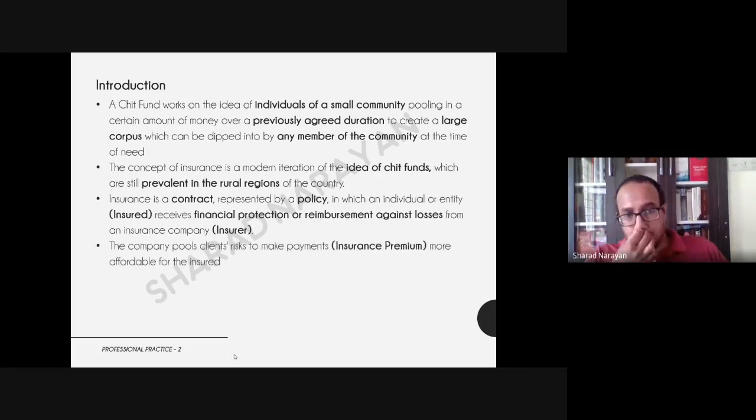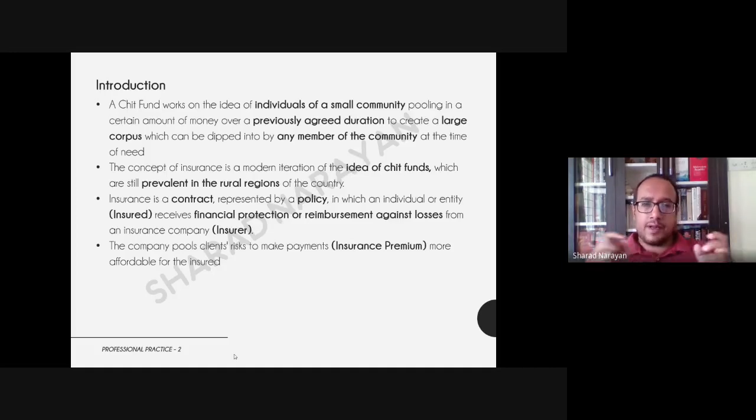So the company pools clients' risks to make premium payments more affordable to the insured. Now, the idea over here is that certain things are considered individually applicable, but there is a certain range within which you have to make payments, which are insurance premiums, which allow the creation of a large corpus of money.